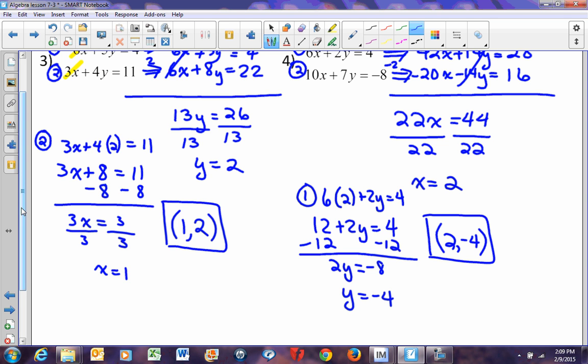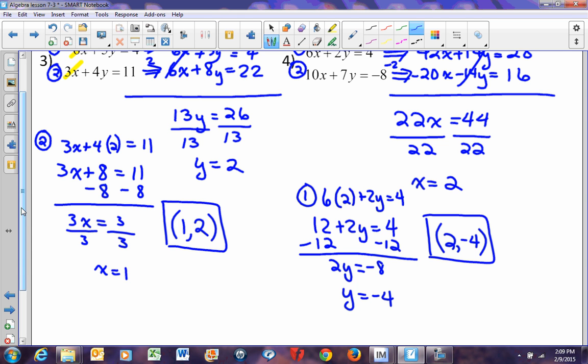Now, not always will all your systems end up to be whole number answers. You will get fractions once in a while, so don't be alarmed if you get a fraction once in a while. But if you get everything as a fraction, you probably made a mistake, because most likely they're not going to have tons and tons of fractions in these types of problems.